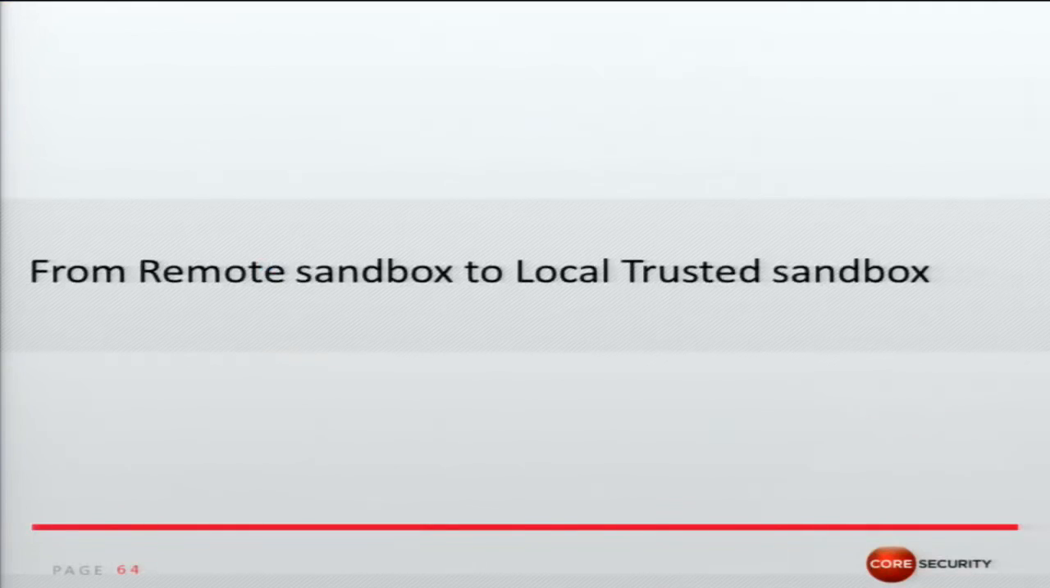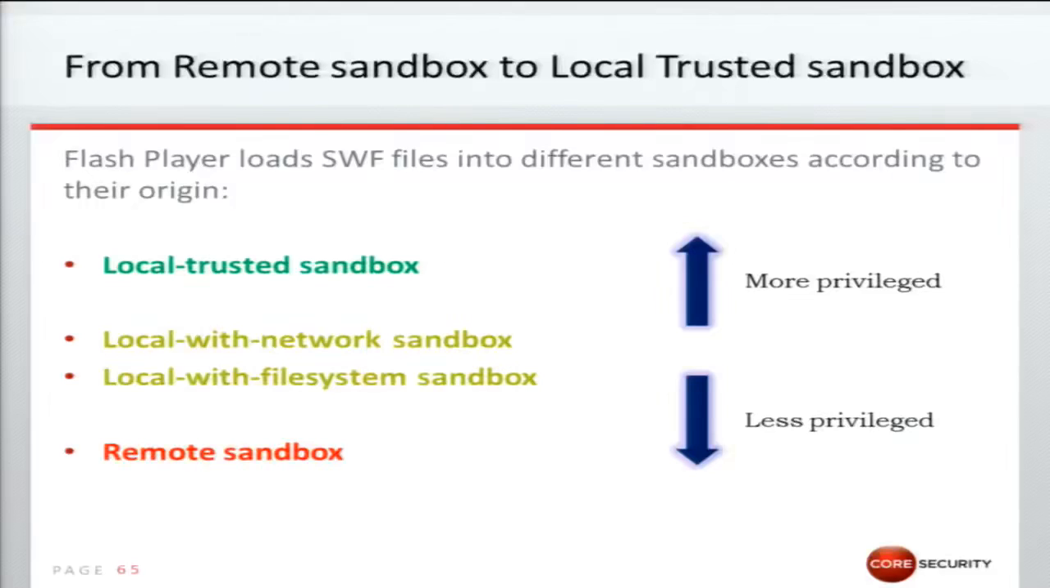So let's move on to the second data-only attack. This is how to escalate our privileges from the remote restricted sandbox to the privileged local trusted sandbox. Flash player loads different Flash files into different sandboxes according to their origin. There are 4 different sandboxes. The least privileged is called the remote sandbox. Flash files loaded into a web browser are loaded into this remote sandbox, which is the least privileged one. Then we have 2 intermediate sandboxes, which are called local with network and local with file system.